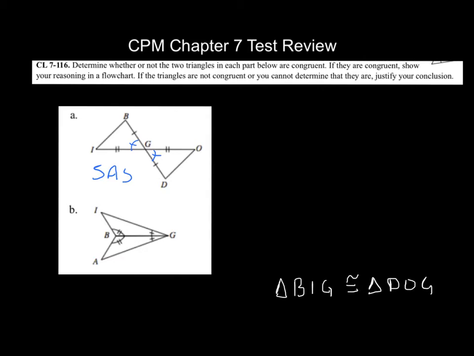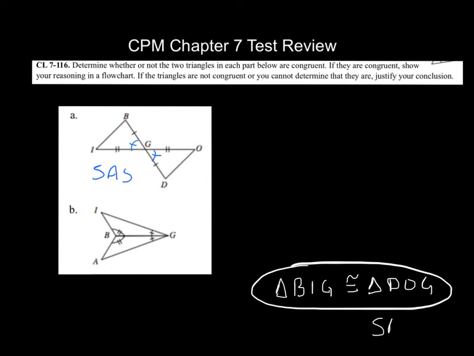It does matter, yeah. You can start wherever you want. If you go BIG, just make sure you go DOG. If you go IGB, it'd be OGD, so make sure you line those up. Okay, so I can actually go ahead and put that as my last reason and put side angle side. So that's our last reason. Now I'm going to have three things that flow into each one of those. So in each one of those would be a side, an angle, and a side.